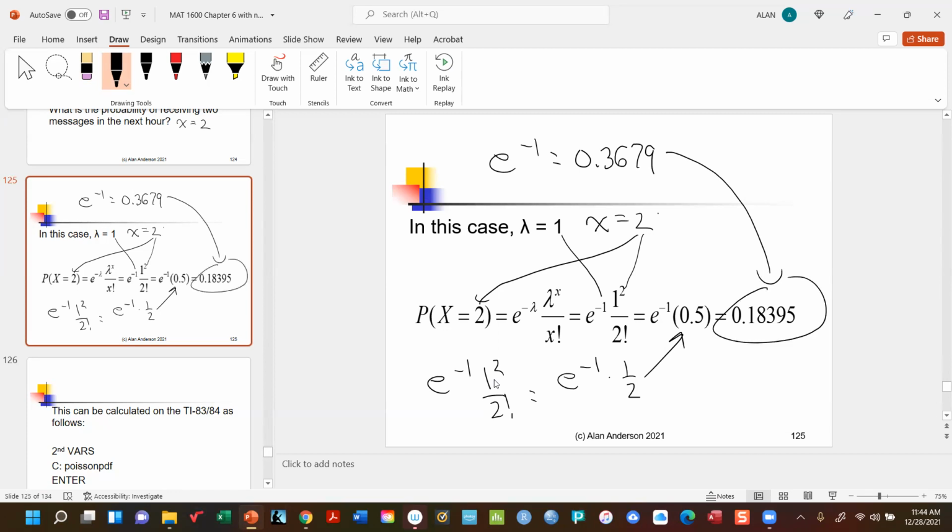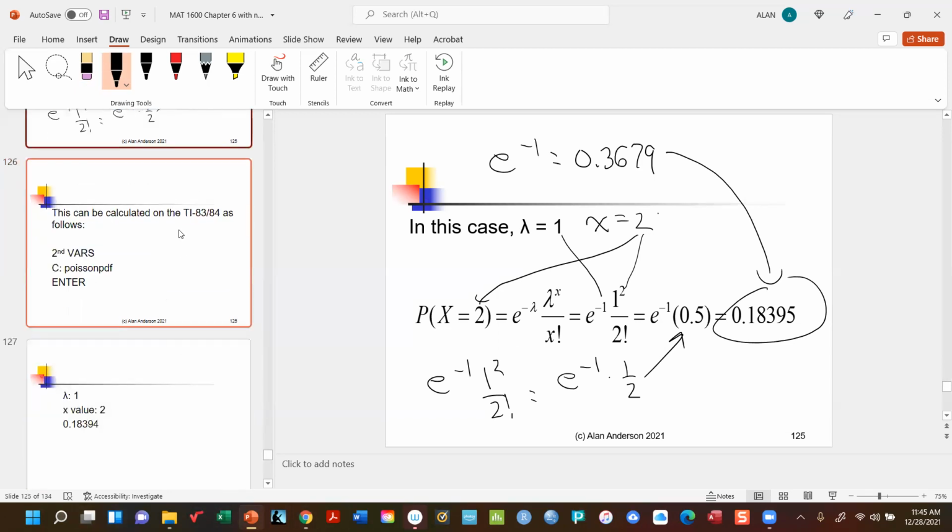So there's roughly an 18.4% chance that in the next hour, this person will get 2 messages on their phone instead of the usual 1. And that's all there really is to it. It's not maybe quite as involved as the binomial distribution, but we just have to make sure that we use it when it's appropriate.